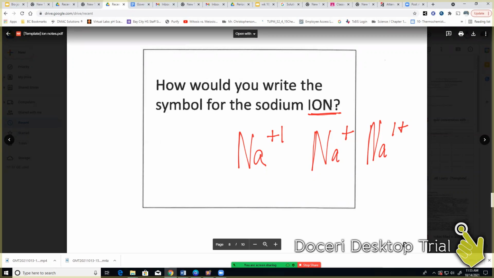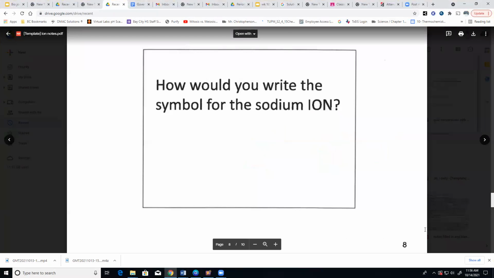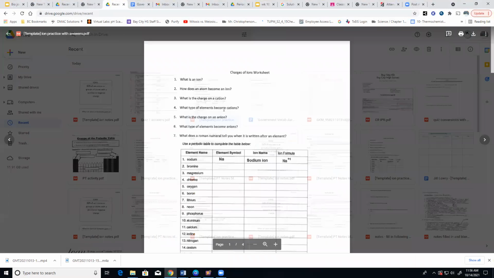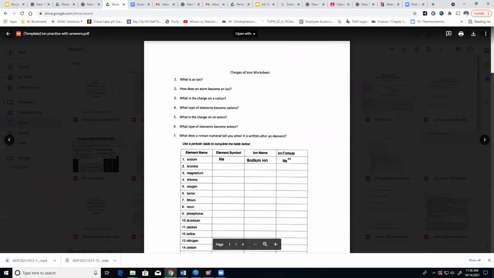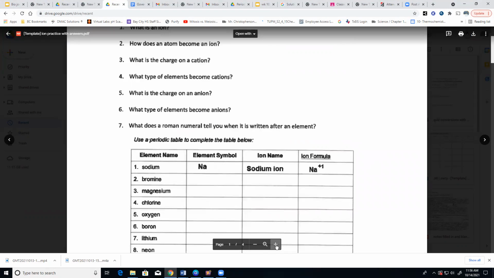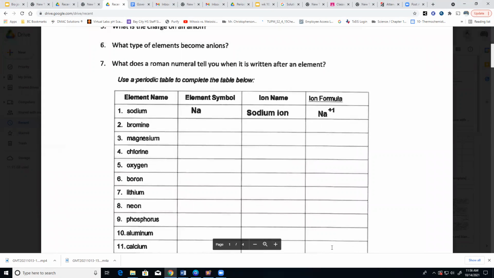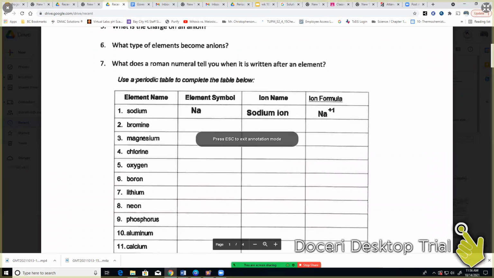All right. So on your practice, that's what you're doing. All right. So I want to just look at a couple of these, and then I want to come back and look at some transition metals on this practice. All right, so let's look at number 2. So number 2 is a halogen, bromine. So its element symbol is going to be Br.